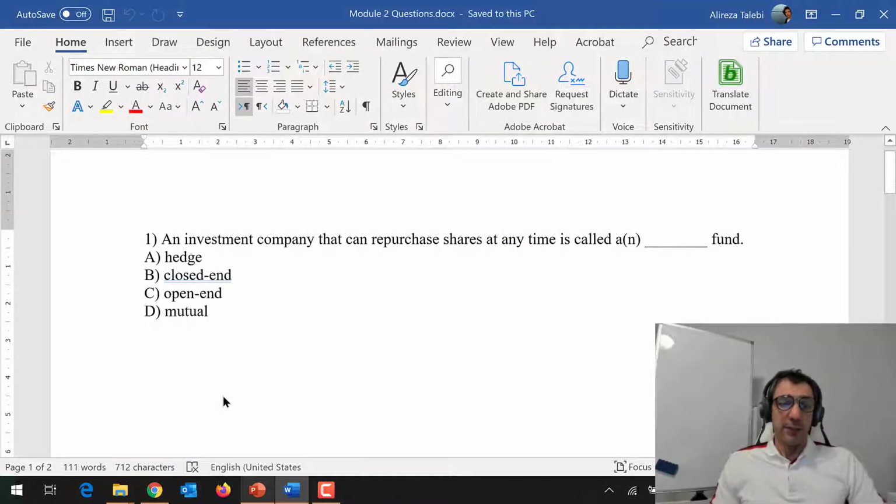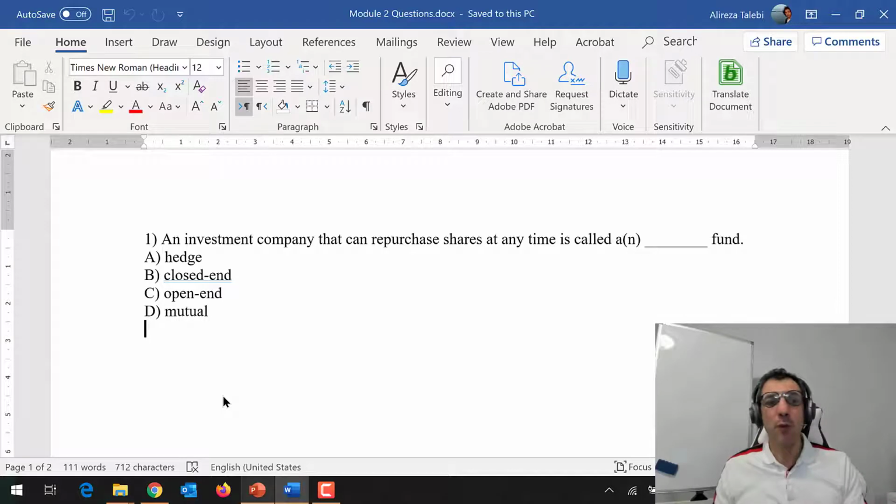An investment company, that's the first question. Investment company that can repurchase shares at any time is called. So we talk about this. Mutual funds and hedge funds are, generally speaking, you cannot buy or redeem these shares. However, if you're talking about the open-end fund, it means you can buy or sell the shares of these investment companies anytime. So these are open-end fund. So the answer for sure will be open-end fund.